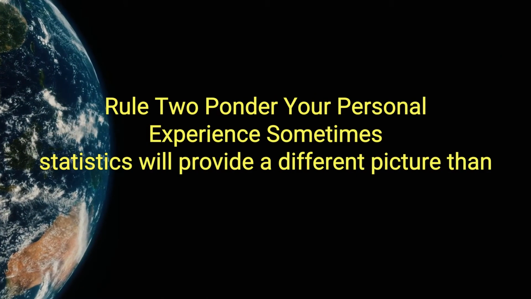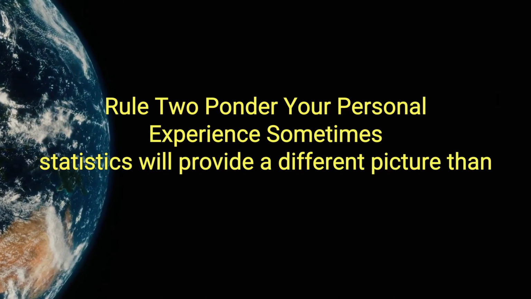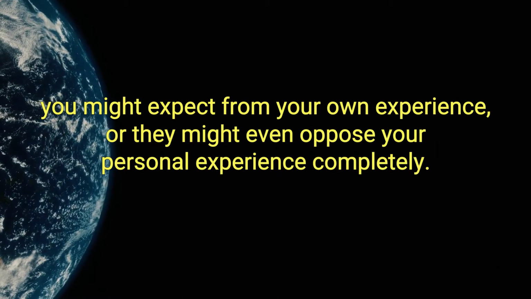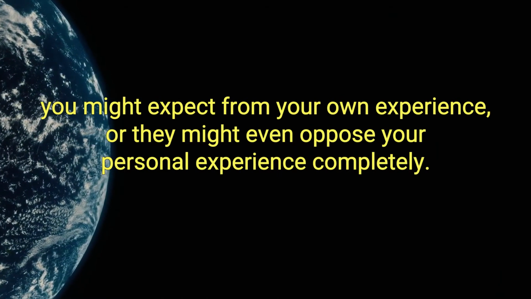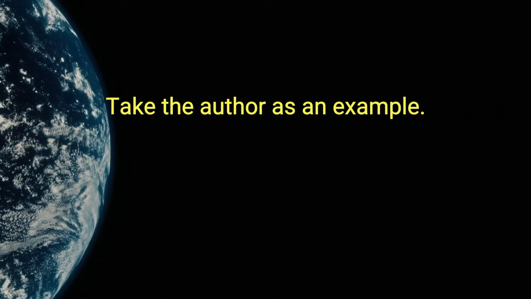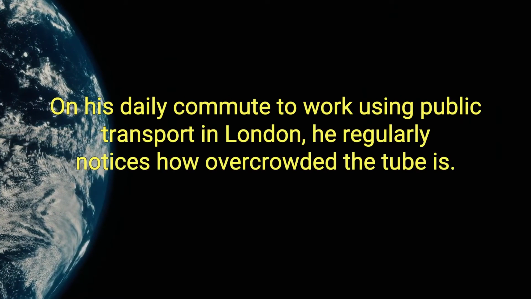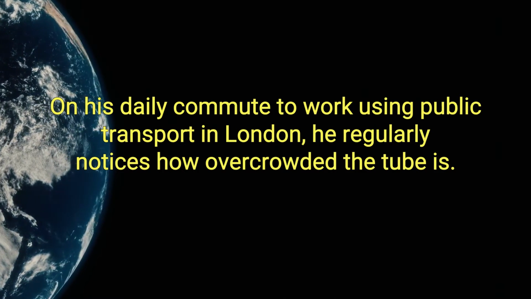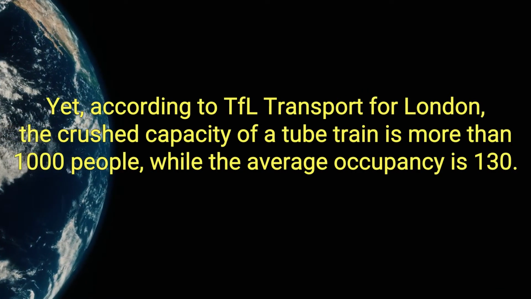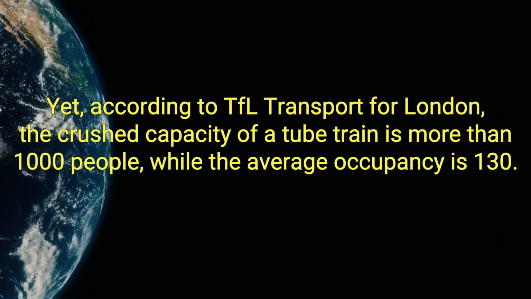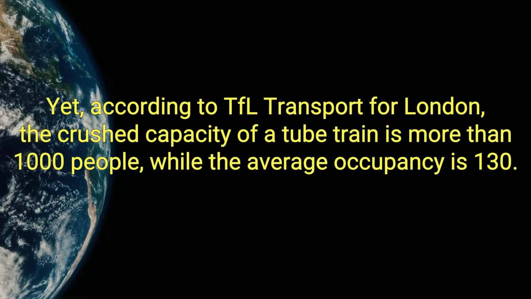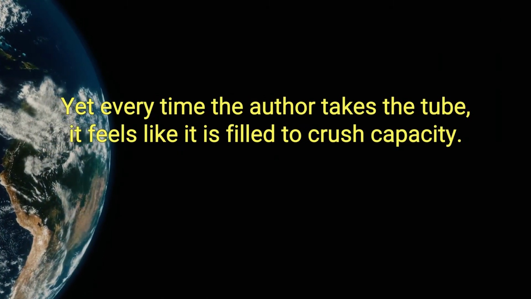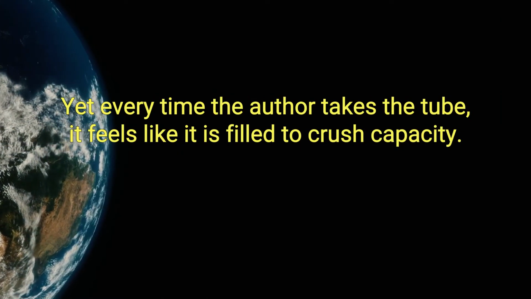Rule 2. Ponder your personal experience. Sometimes, statistics will provide a different picture than you might expect from your own experience, or they might even oppose your personal experience completely. Take the author as an example. On his daily commute to work using public transport in London, he regularly notices how overcrowded the tube is. Yet, according to TfL, Transport for London, the crush capacity of a tube train is more than 1,000 people, while the average occupancy is 130. Yet, every time the author takes the tube, it feels like it is filled to crush capacity.